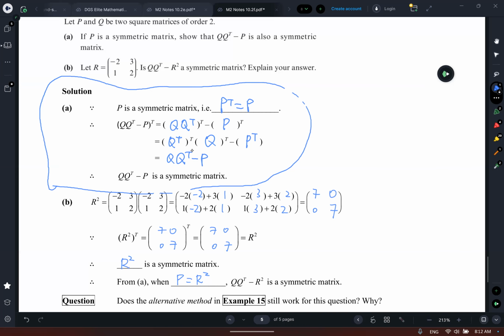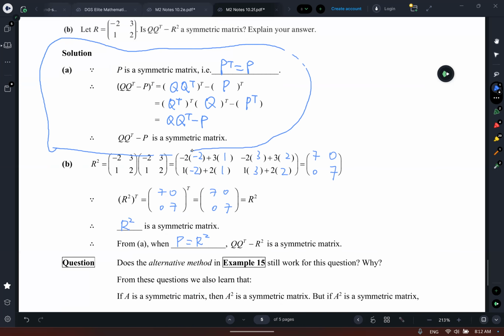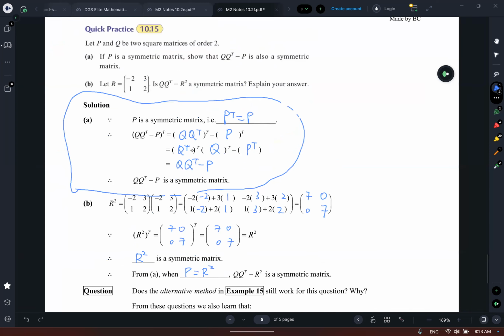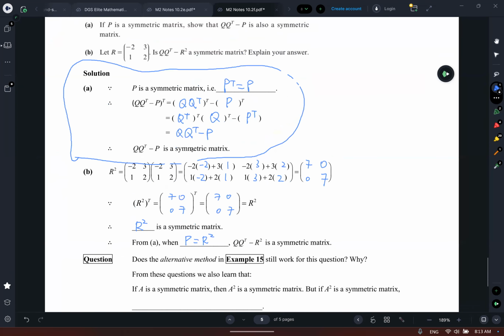And the second part here, if you want to use the result of A, that means P is equal to R squared in this case. Is that okay? Now, in the example, I have an alternative method. The question is, does the alternative method in the example still work for this quick practice? Does it work? And why? Now, who can answer that?